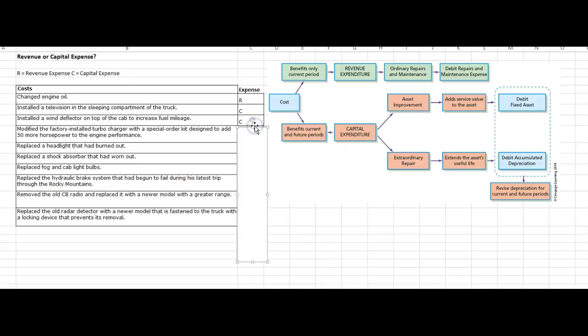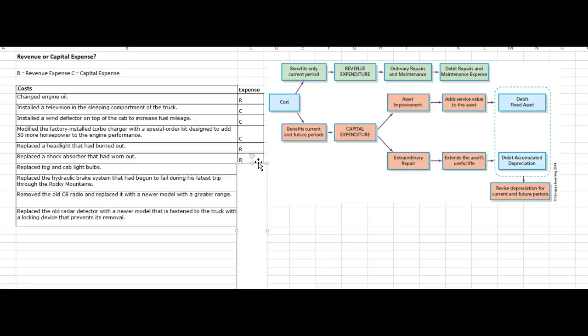We modified the factory installed turbocharger with a special order kit designed to add 50 more horsepower to the engine performance. So what do you think that might be? Right, that's a capital expenditure. How about if I replace a headlight? How long is that headlight going to last? Probably going to expense it out right away. So I replace a shock absorber. What do you think? That's probably going to be expensed out. That's a normal type repair that you would have.